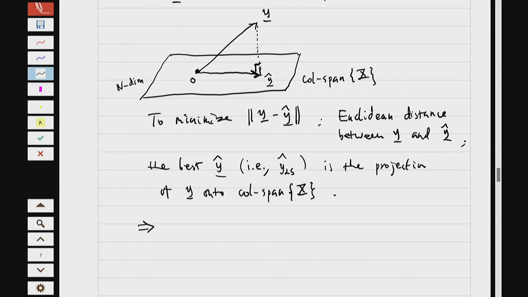So every column of X is perpendicular, orthogonal, a fancier name, but they mean the same thing, orthogonal to y minus y hat, which is the dotted line.